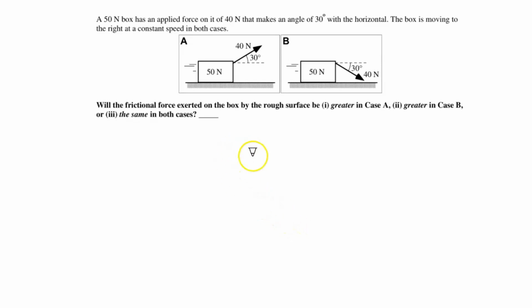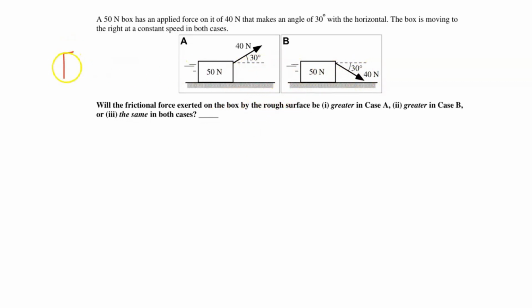In this video, we're going to take a look at this interesting physics problem because it's not so clear that there is an answer for this question. The situation is that this box is getting pulled at a 30-degree angle above the horizontal with a force of 40 newtons. And in situation B, it's also being pulled at an angle but below the horizontal, also at 30 degrees, at 40 newtons. And we're asked to compare the frictional force between the one on the left and the one on the right.